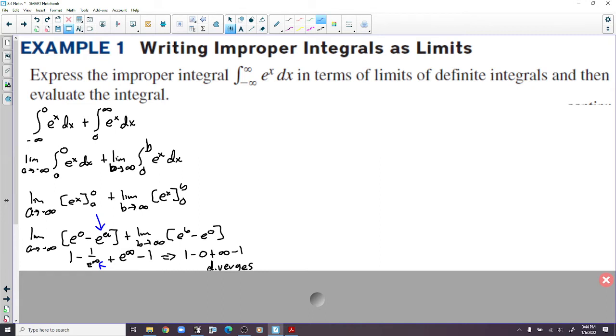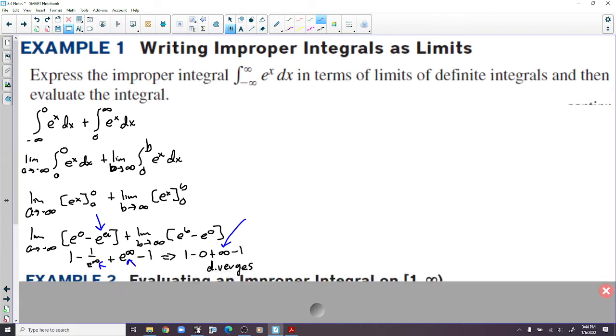But here's where we run into a problem, right there. e to infinity is infinity, and because of that, the integral diverges. It does not converge to a nice value.